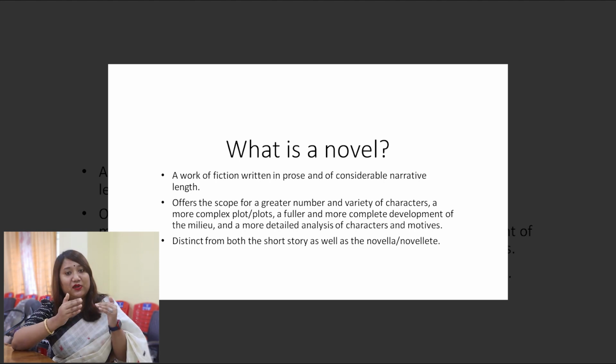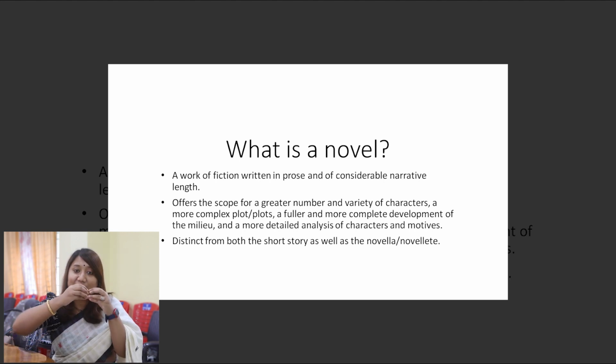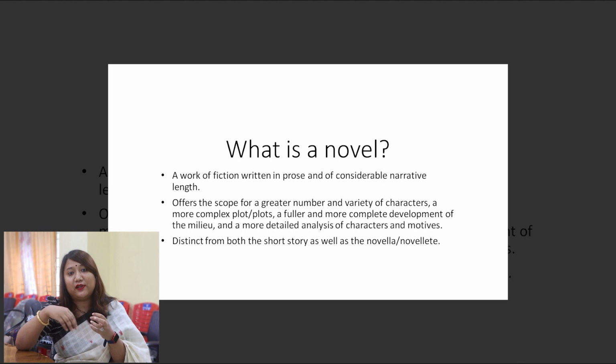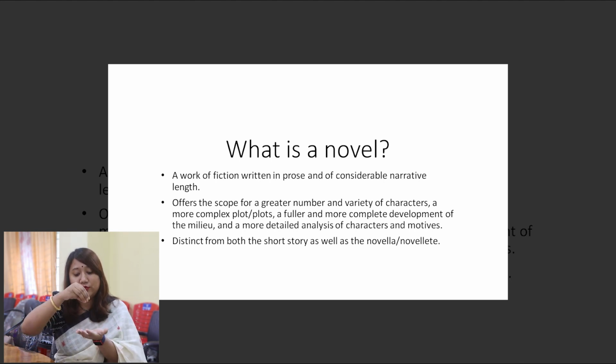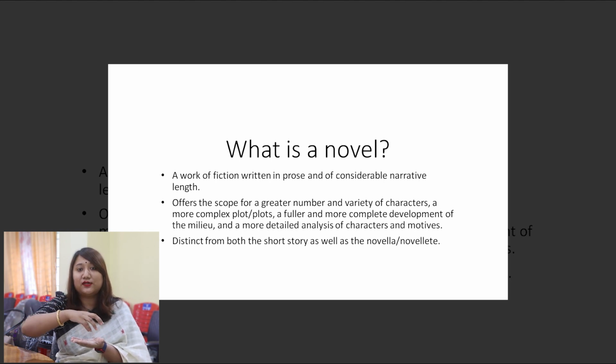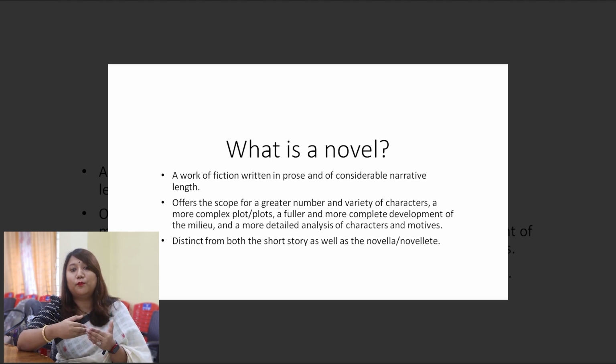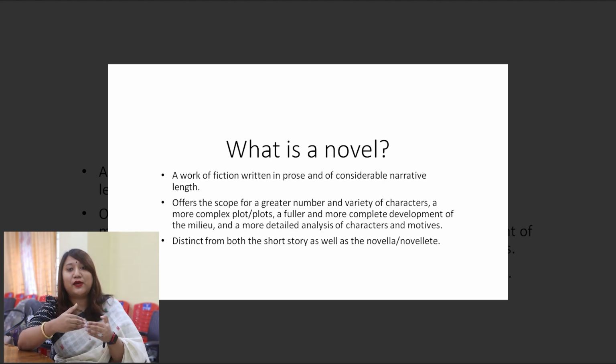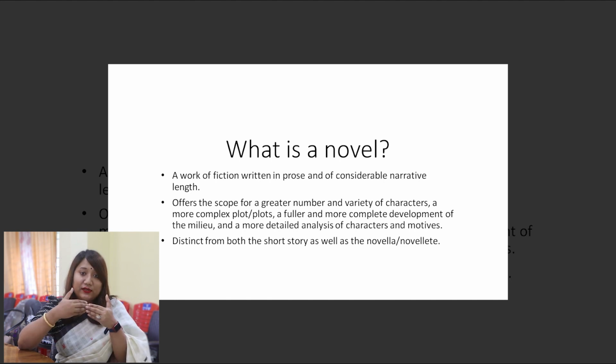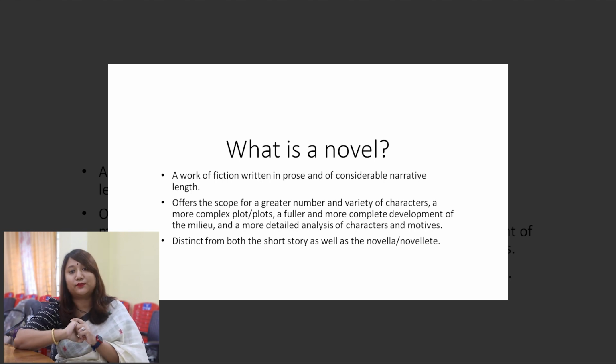So again, coming back to the features of the novel, because it is an extended narrative, you can also develop the setup. You develop not just the characters, you also develop the different situations, the different social milieu in which the characters function. And you have the freedom to make your characters more complex. Readers will be forced to analyze what are the different motives behind different characters behaving in different ways.